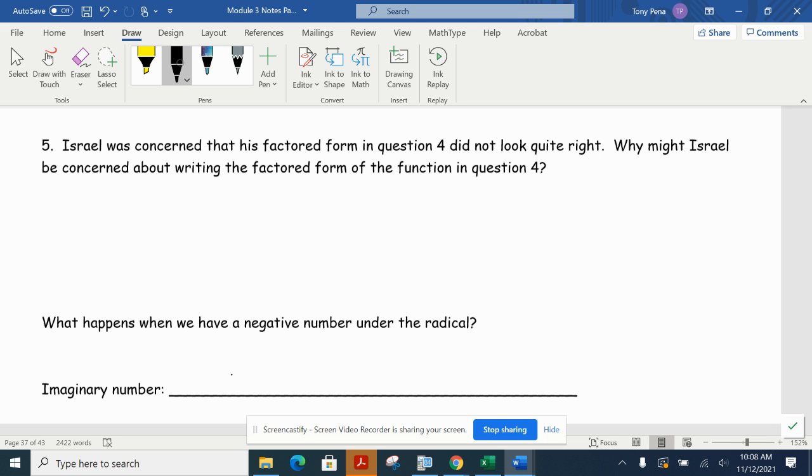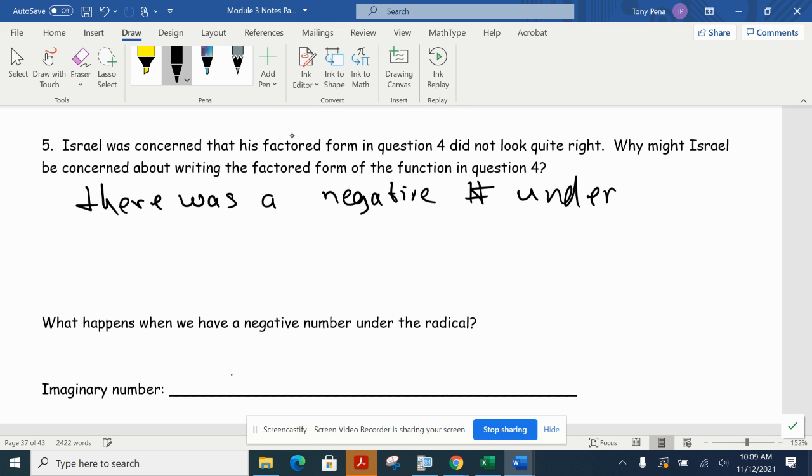Why did we not finish the problem? Why did we stop with that problem? That's one question. Riley. All right, you're going to expand on that, right? There was a negative what? Good. There was a negative, I'm going to write it this way. There was a negative number under, and then what Riley said, the square root.